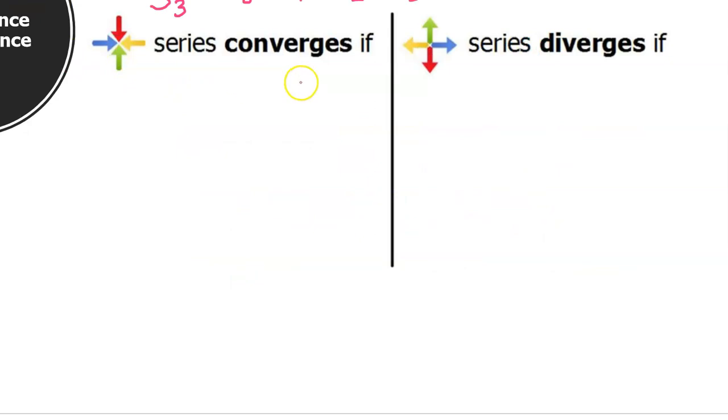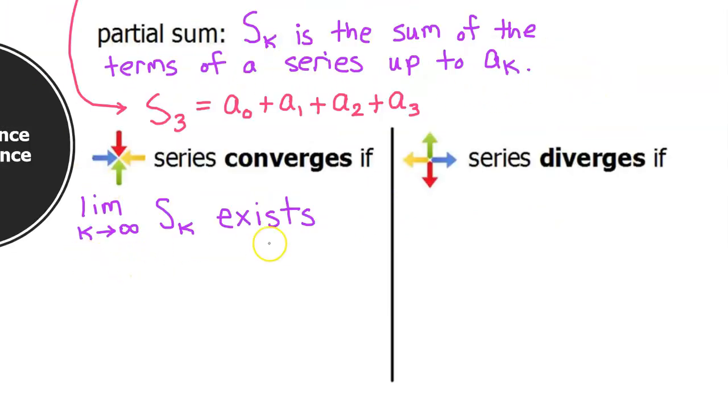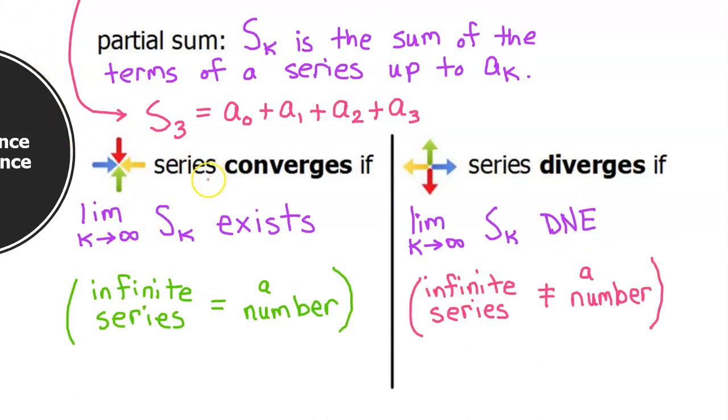A series can either converge or diverge. It converges if the limit of partial sum S_k as k approaches infinity exists. And it diverges if the limit does not exist. Put another way, a series converges if the infinite series equals a number, and it diverges if the infinite series does not equal a number.